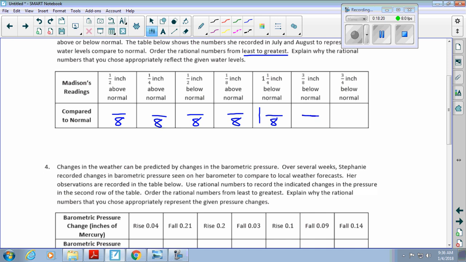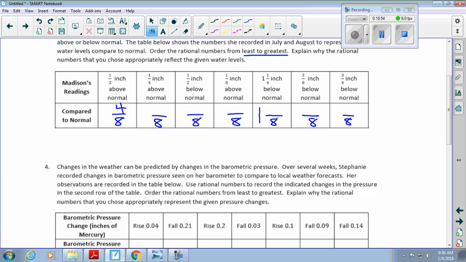Now we still have to decide whether or not these are positive or negative changes to this pool. If it's above normal, we're going to put a positive. If it's below normal, we're going to put a negative. All right, so we have 1/2. Let's turn that into 8s. What would 1/2 be as 8s? How many would that be, Deja? 4 8s. Nice. It says above normal, so that's going to be positive. Yep.